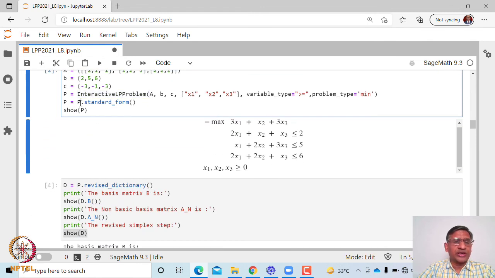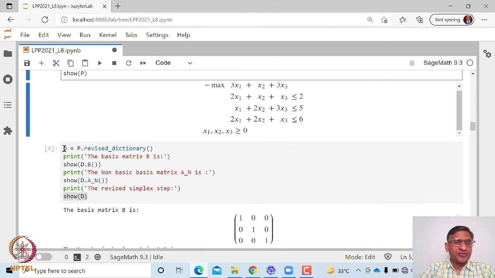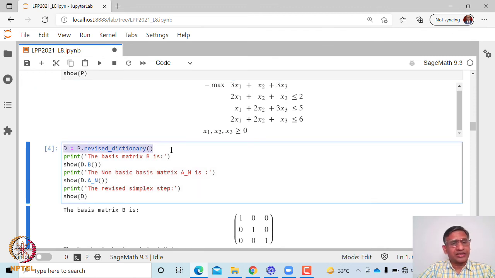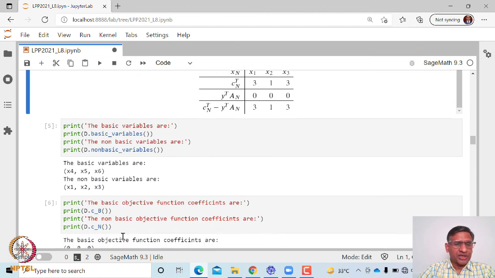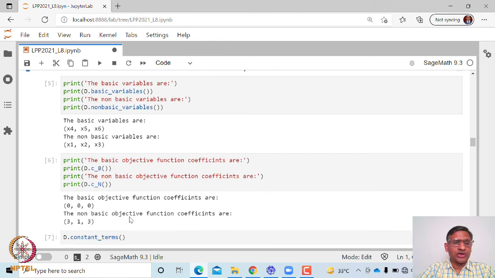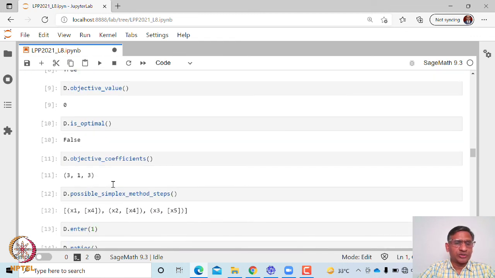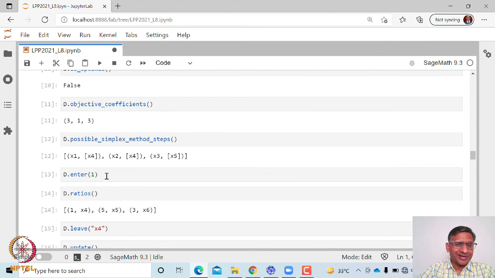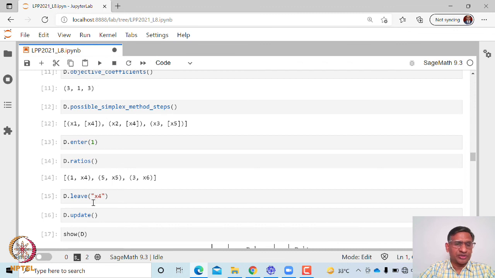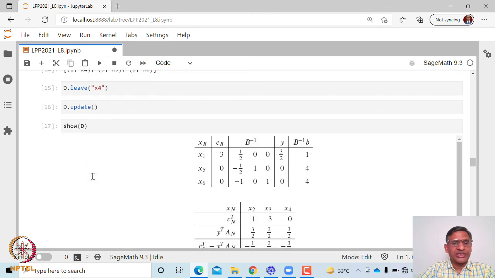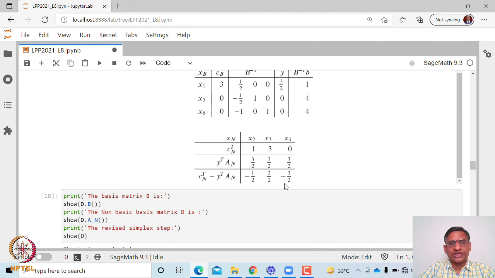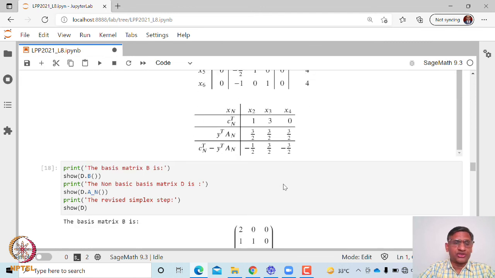After that you convert into standard form and then look at the revised dictionary, and once you have the revised dictionary, then you can find out what are the possible steps. Next step, in case it is not optimal, once you have decided what are the possible steps, then you enter the variable which is going to enter, d dot enter, find out the ratio, choose the one which is the minimum, then say what is the leaving variable, and then update the dictionary. Once you have updated the dictionary, again check whether the reduced cost coefficients are all negative. In case they are negative, you have reached optimal.